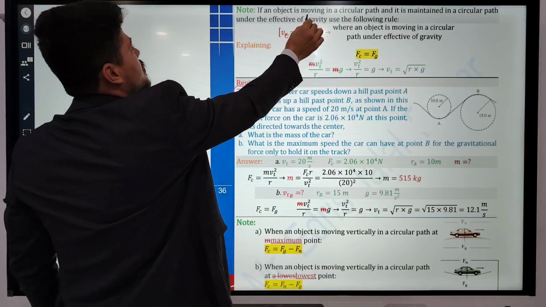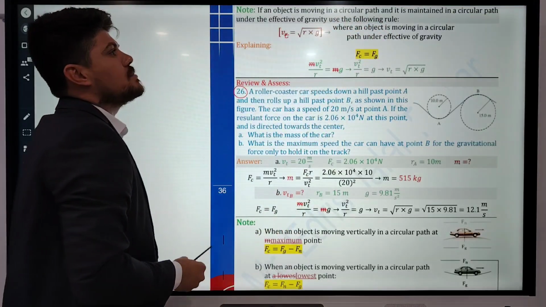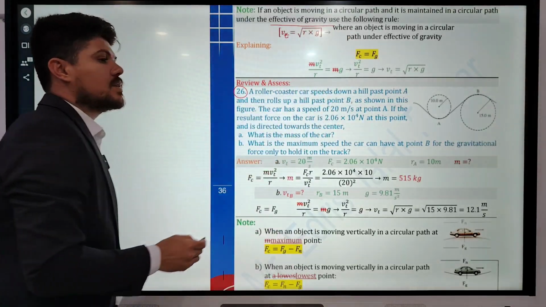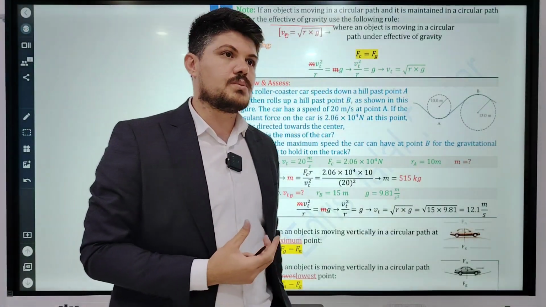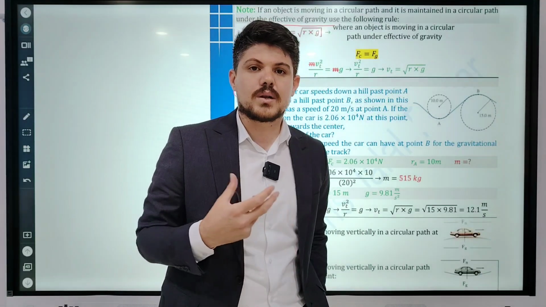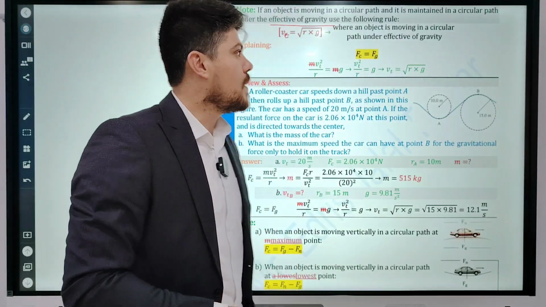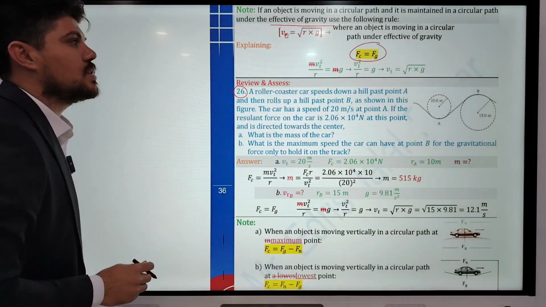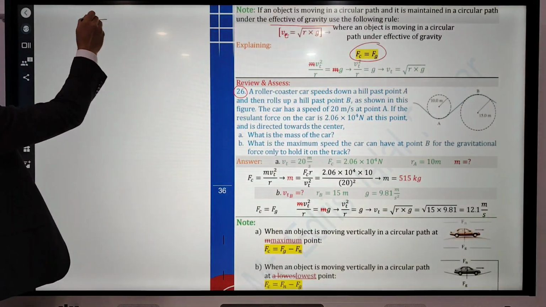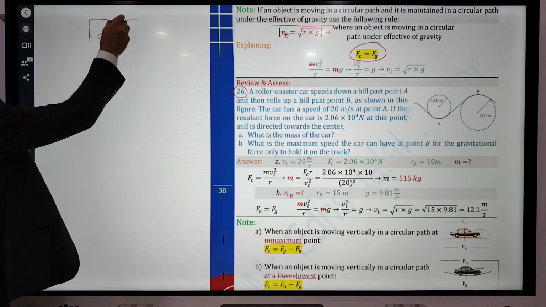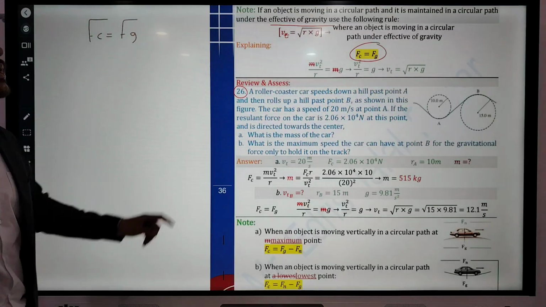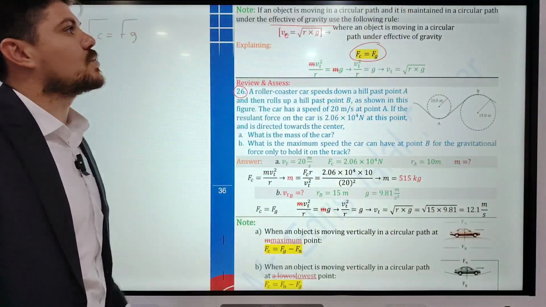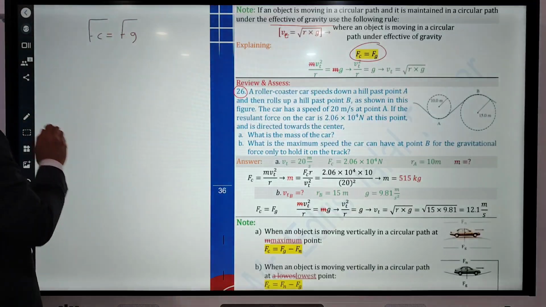If an object is moving in a circular path and it is maintained in a circular path under the effect of what? The effect of gravity. For any object maintained in a circular path under gravity, we have to equalize the gravitational force with the centripetal force. Look at me. When is Fc equal to Fg? When the object is maintained under the effect of gravity.